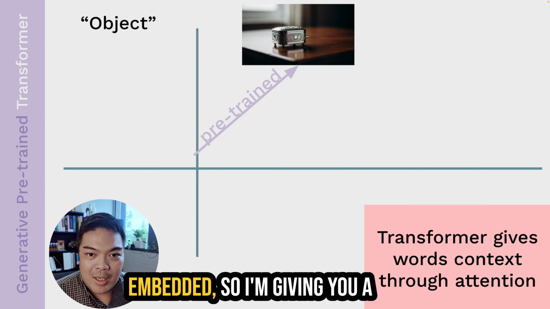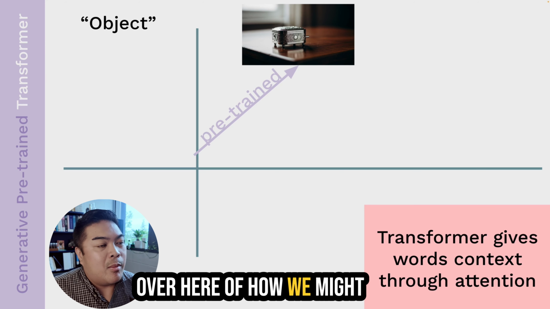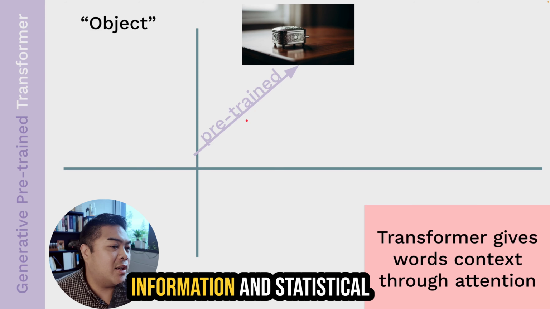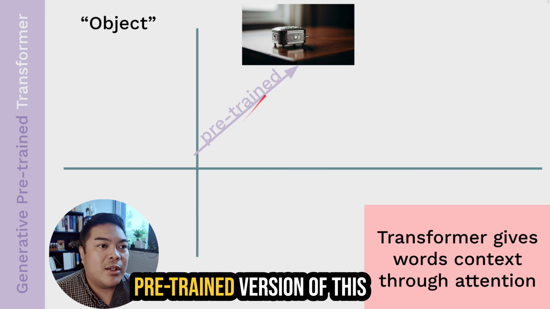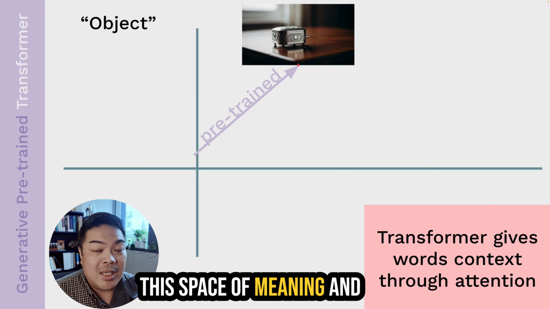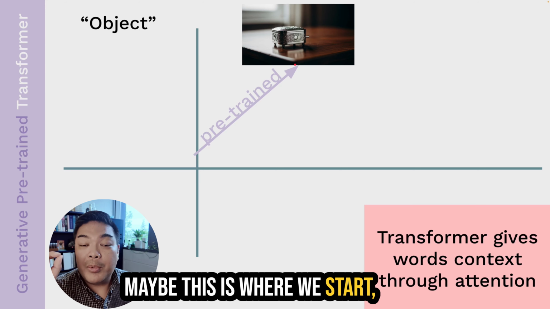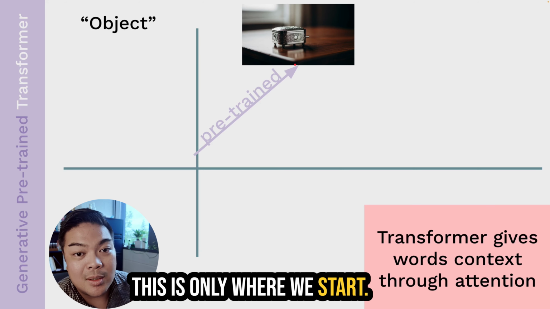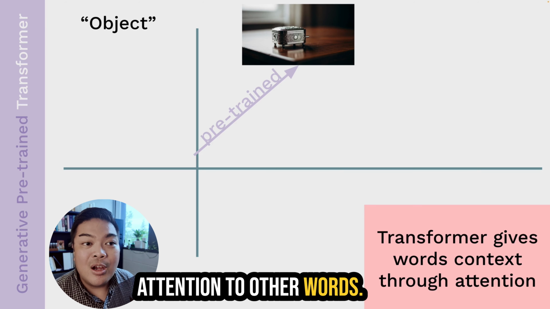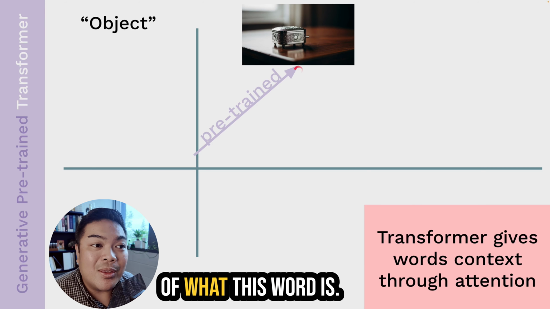We know that words are embedded. So I'm giving you a very hypothetical example over here of how we might embed the word object. And so through textual information and statistical information, maybe the pre-trained version of this places the word object in this space of meaning. And without any other context, maybe this is where we start. But the important thing is this is only where we start. Because of the transformer, we can pay attention to other words. We can use meanings of other words to shift the computer's understanding of what this word is.